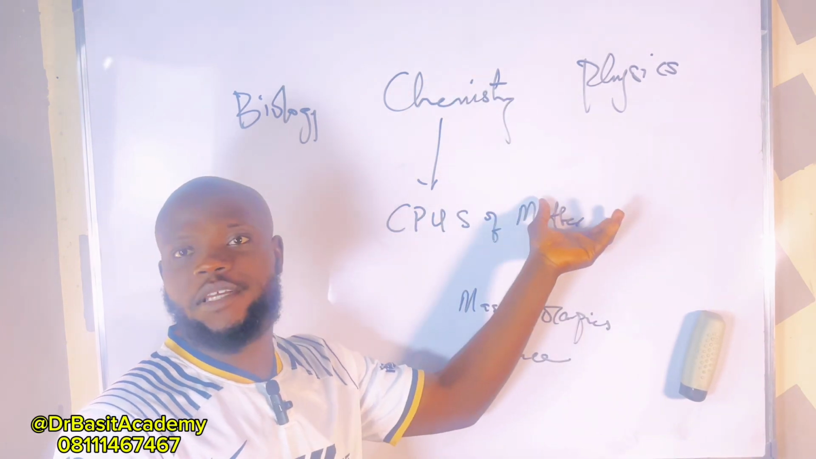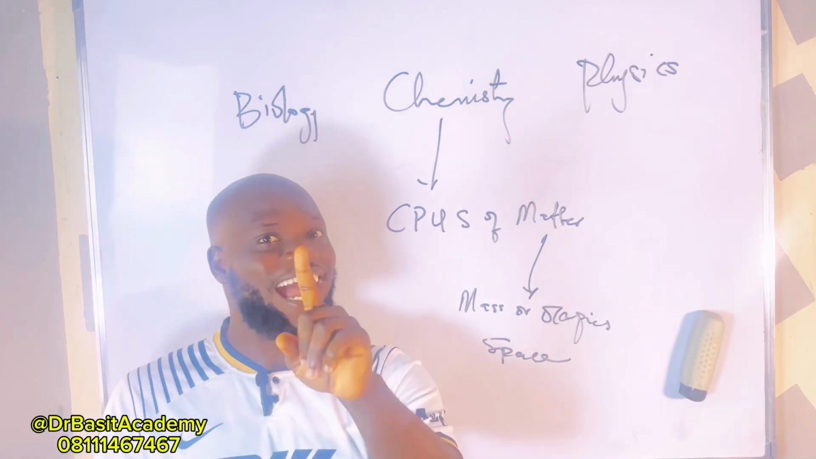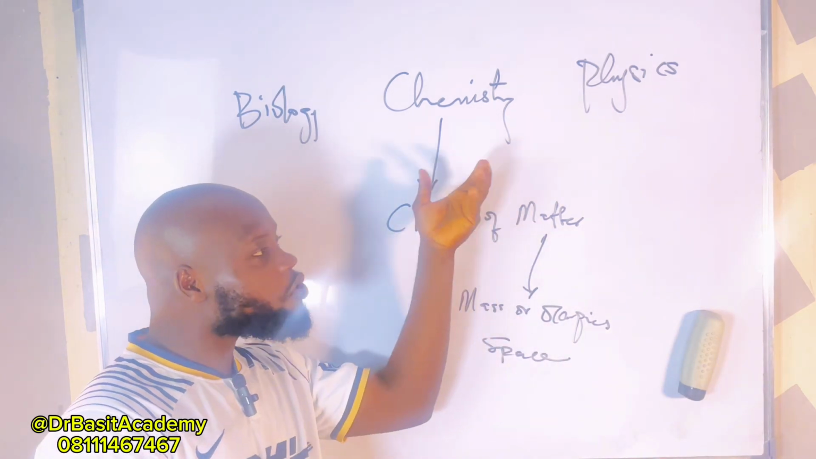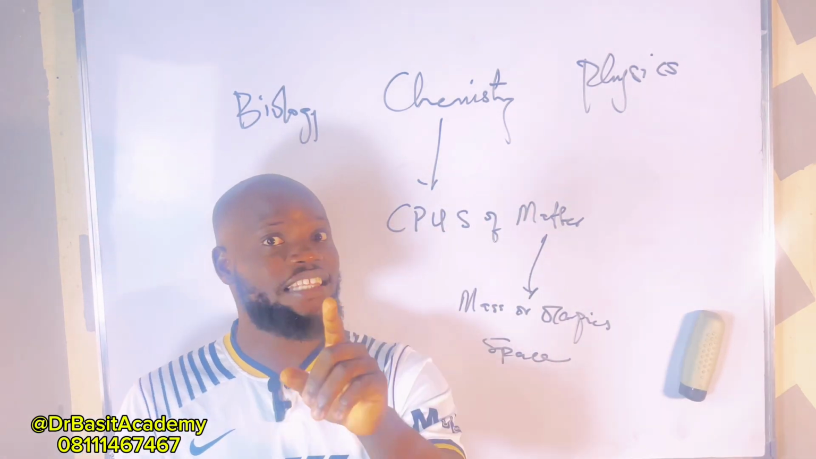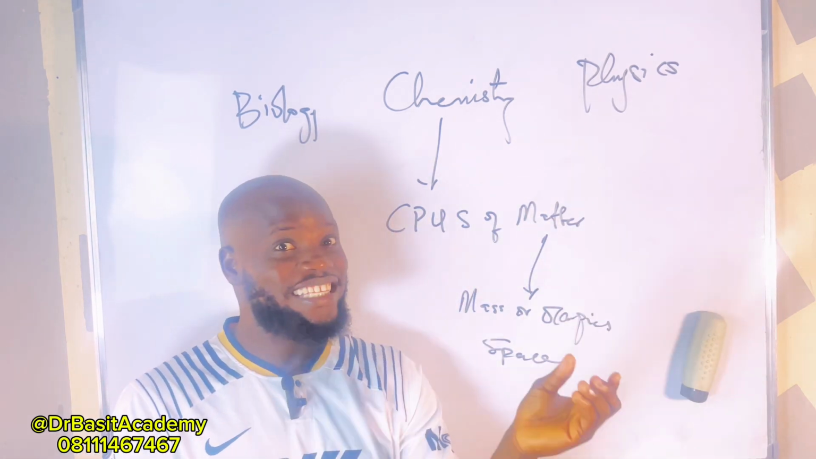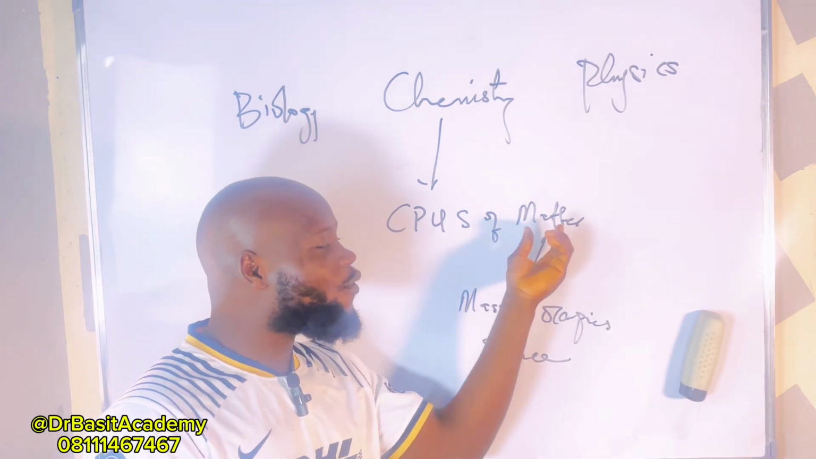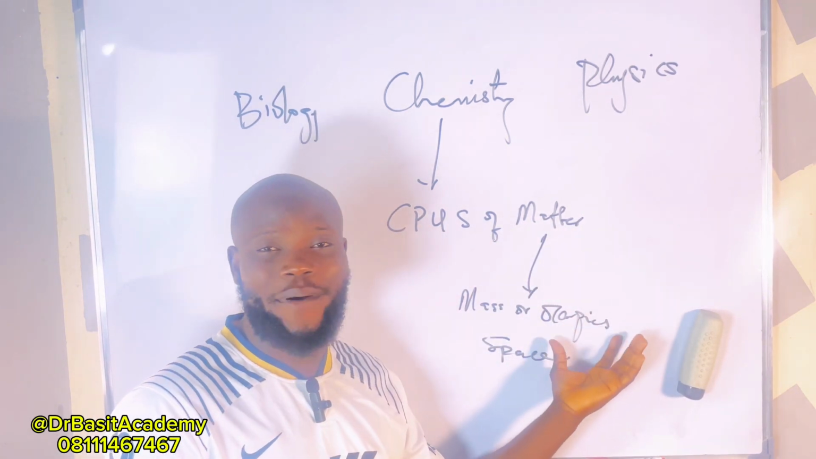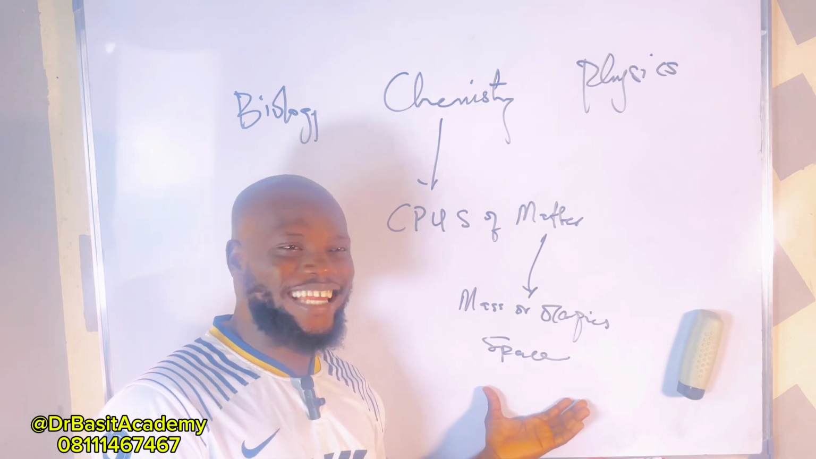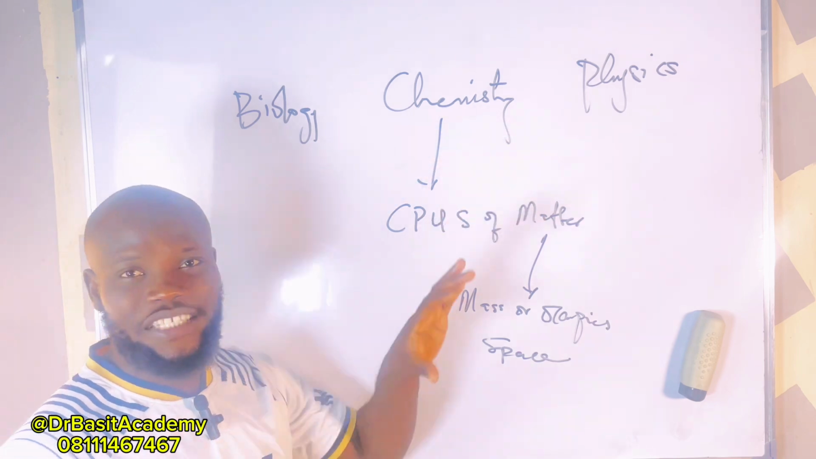And that is what chemistry studies. Chemistry studies the composition of anything that has mass and occupies space. It also studies the properties, the uses, and the structure of anything that has mass and occupies space. Do we understand that? That's very simple. So that's what chemistry focuses on.